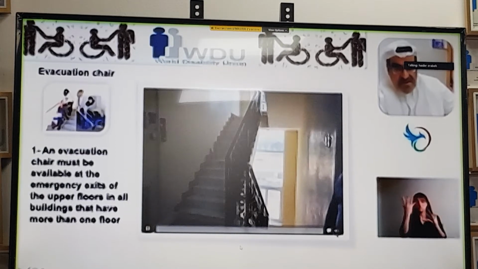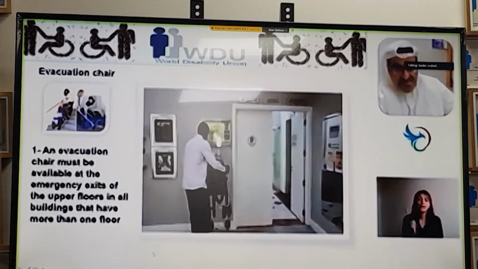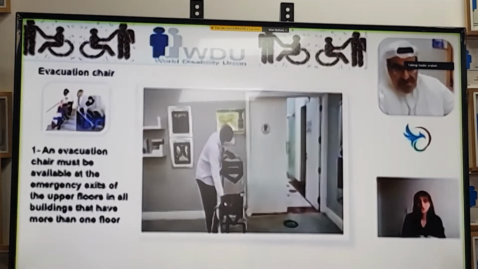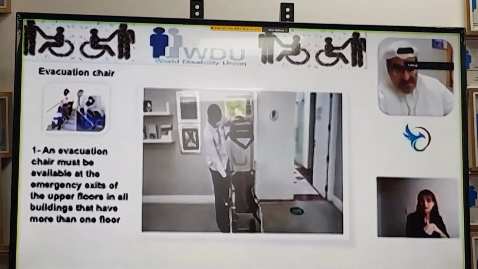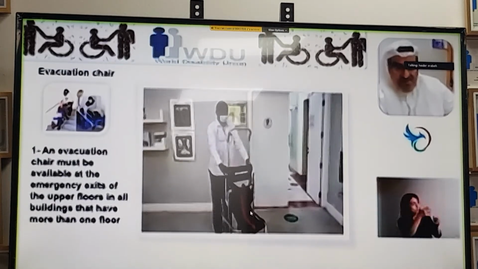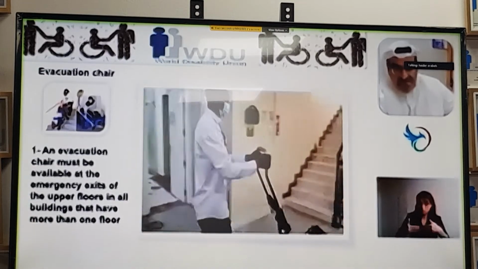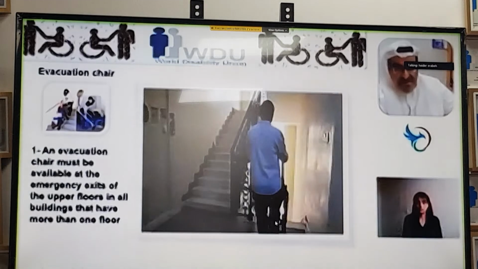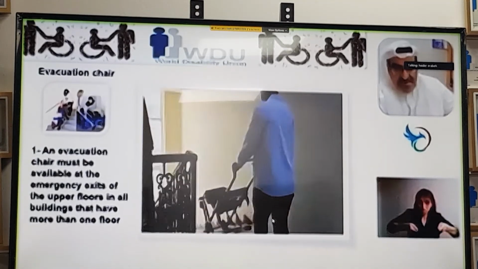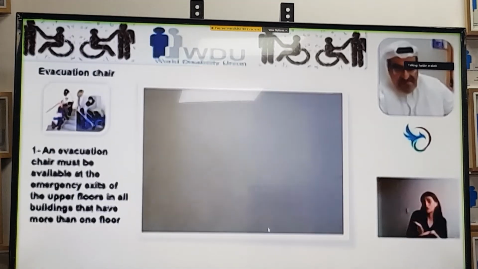Here is an example of an evacuation chair. As you see, it was hanging on the wall. Now he'll open it. The person with disability will shift from his chair to this chair, and then they will take him down the steps. So it will be very easy. One person only can take him down the steps, and they can evacuate him very simply, as we see in this video.